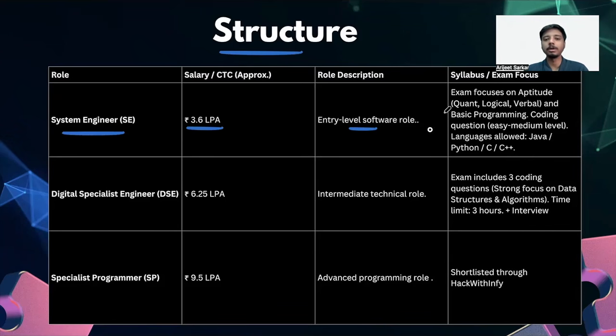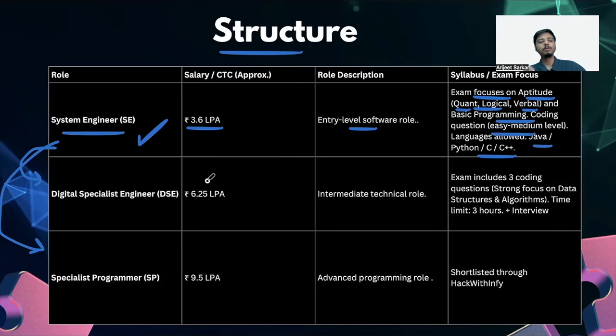This is the requirement. Now we have also faced the examination, and this pattern is we have an aptitude test of different segments like logical and verbal ability and quant, and then we have coding related questions which range from easy to medium level, and the languages allowed are Java, Python, C, and C++, right? So the student who got selected for the system engineer can now opt for the upgradation examination and can move to the next two roles, right? For system engineer, we need very foundational knowledge to crack this particular role.